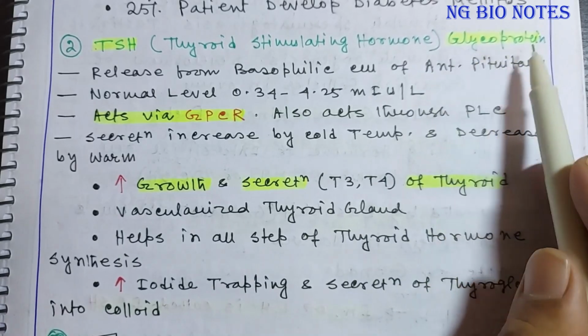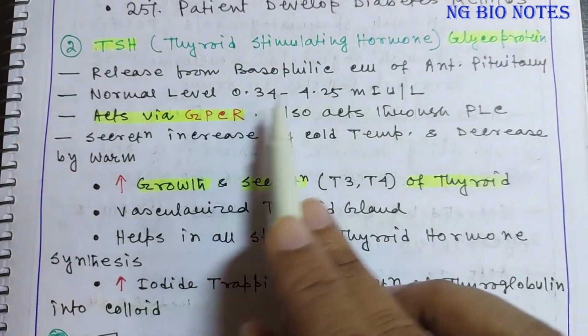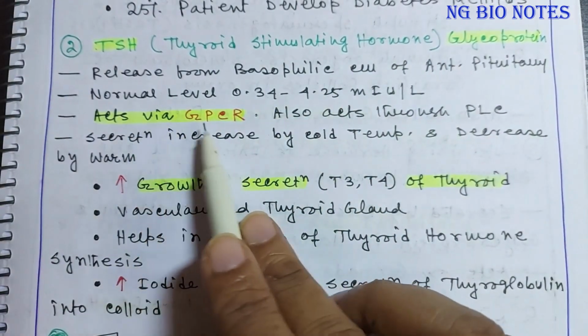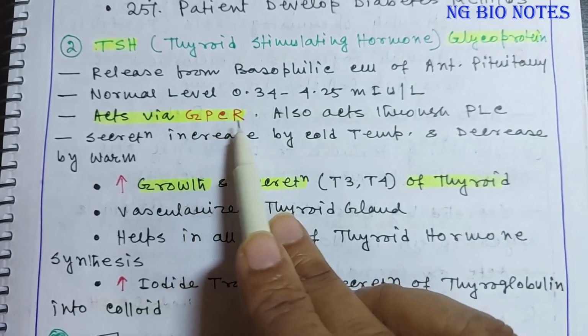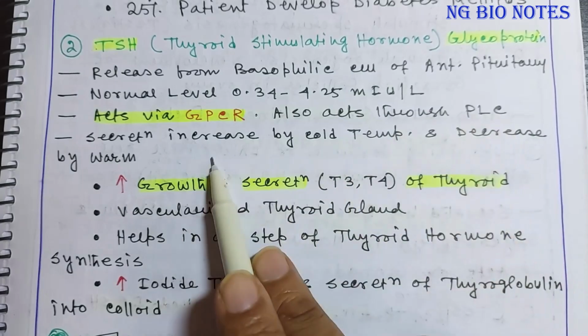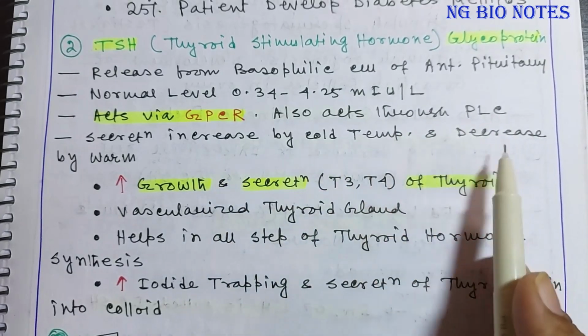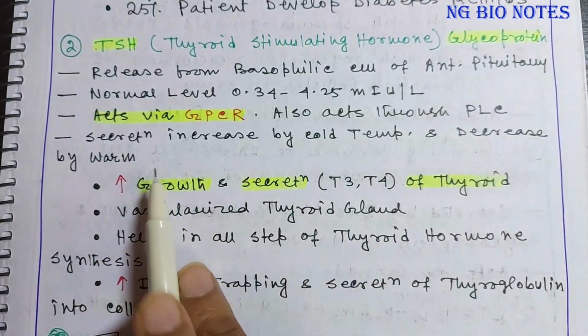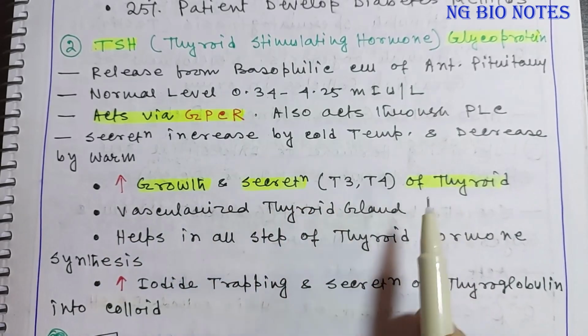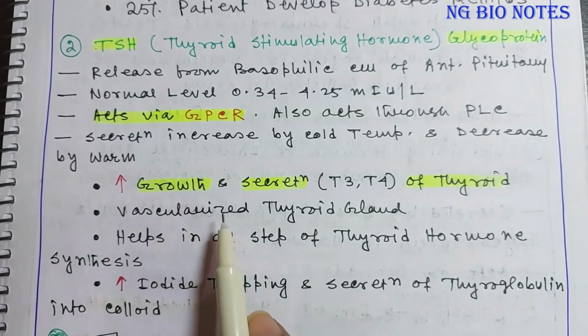That is, it is glycoproteinaceous in nature, and this is released from basophilic cells of the anterior pituitary. This thyroid stimulating hormone acts via a G protein coupled receptor, and this also acts through phospholipase C. The secretion increases by cold temperature and decreases by warm, and it increases growth and secretion of the thyroid gland. What will be the function of thyroid stimulating hormone?